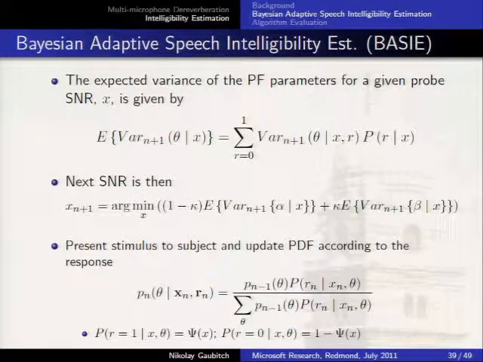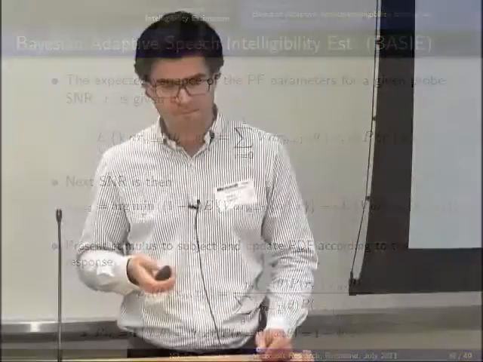Then you present it. So you don't know what the answer to the probe will be. Oh, I see. You're looking at either if it's a 1 or a 0. Exactly. So you check both, because you don't know what the answer is going to be. So what you do then is you present it to the listener, you get the answer, and then you update your PDF based on the answer and the SNR that you tested with.